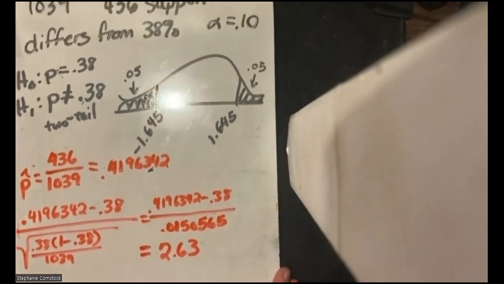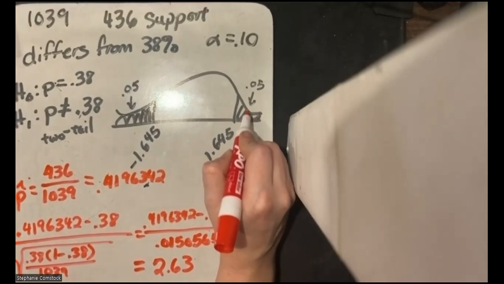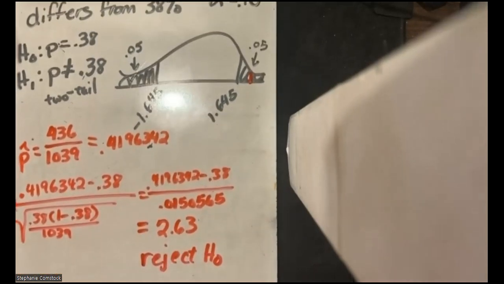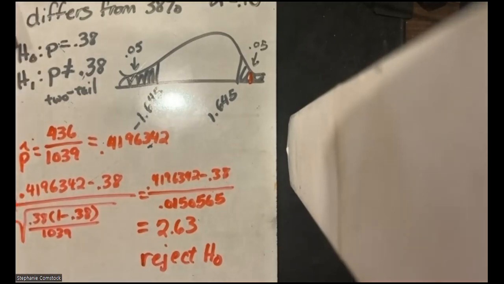So now going back up here to our picture, where does 2.63 hit? 2.63 is out here. So we're in that dark zone, so we reject H naught. What that says is we do have enough evidence to say that it is different than 0.38. I don't have to say whether it's higher or lower. We can tell what we think it might be, but that wasn't our job. We just have to say that there is enough evidence to support that it is something other than 0.38. And in this case, we can.